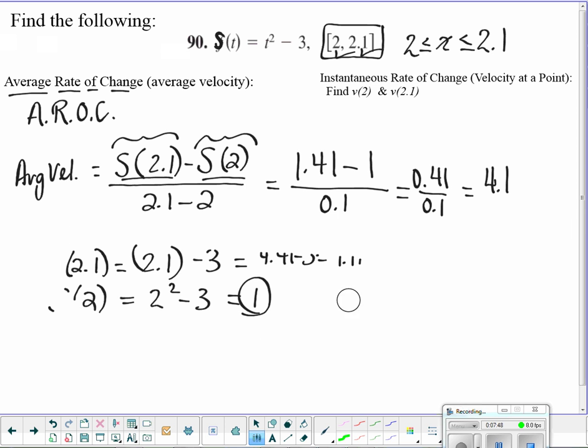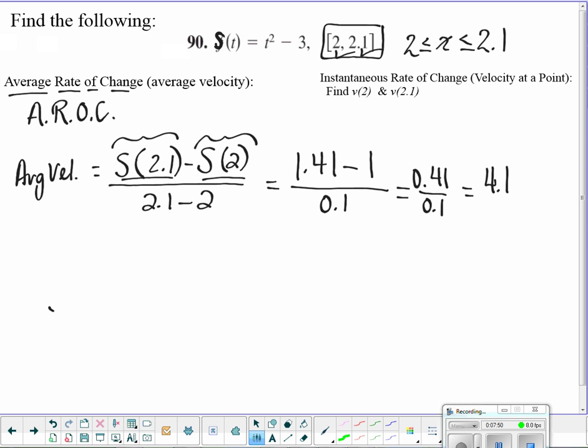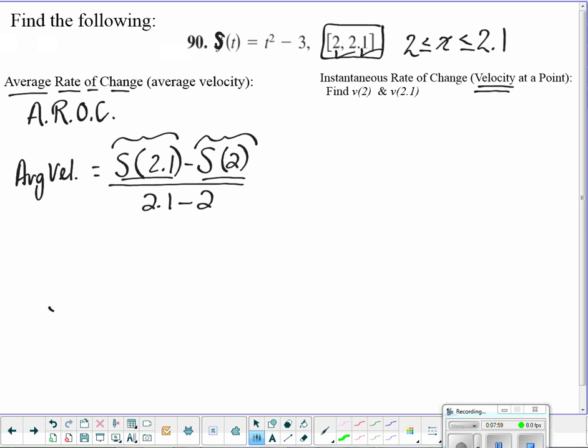That will be our average velocity. The next item says calculate the instantaneous rate of change, and in order to get the instantaneous rate of change, we look for the velocity. And the velocity of a function is calculated by doing s prime of t, taking the position function and finding its first derivative. So s prime of t, coming back up here, I'd have 2t minus 0, so it is 2t.